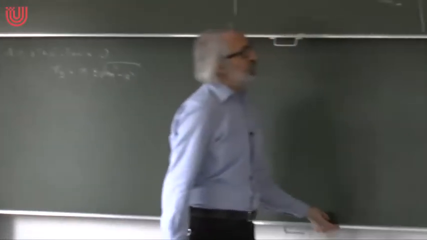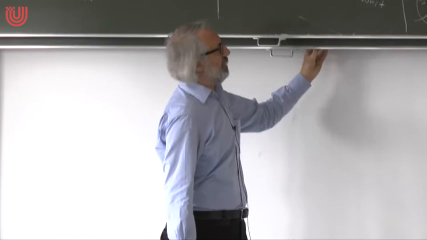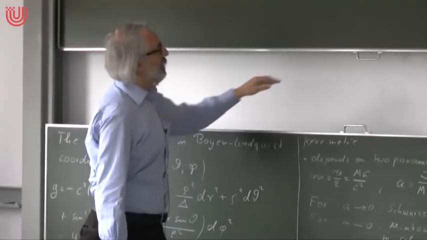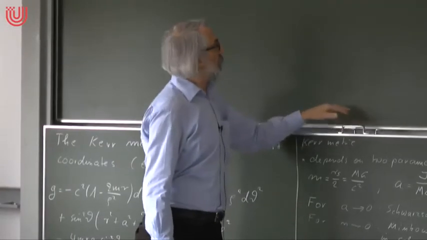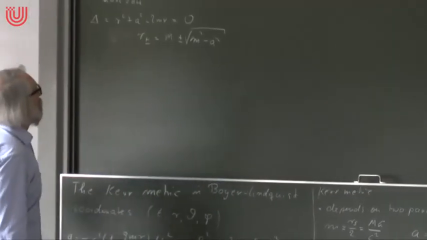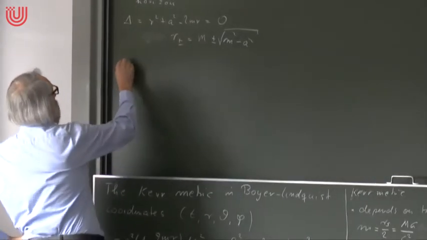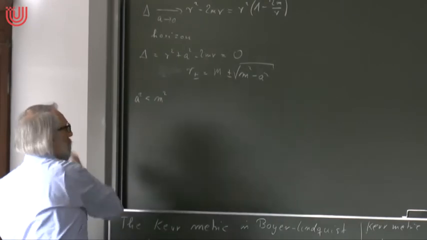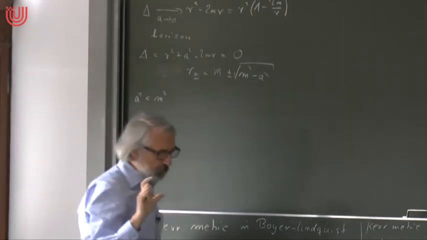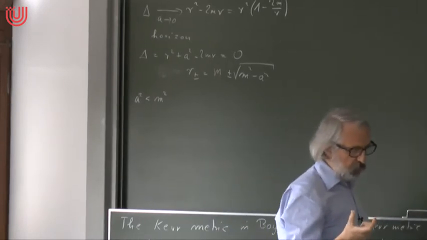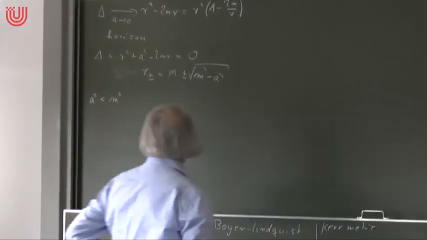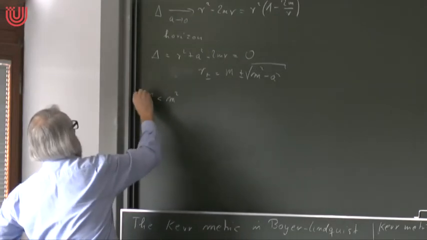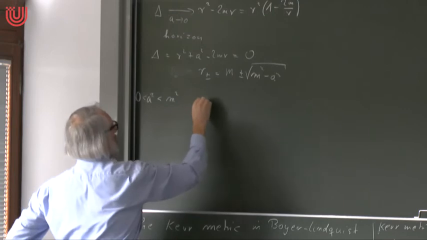These three cases are distinguished, and I'll write this down in a minute. So in the first case, because there's a horizon, we say that we have a black hole. And if there's no horizon, if a squared is bigger than m squared, we say that we have a naked singularity. If a squared is smaller than m squared, this would be a comparatively slowly rotating object. In particular this is true for a strictly bigger than 0, because otherwise I would also have only one horizon. Then I have two horizons.